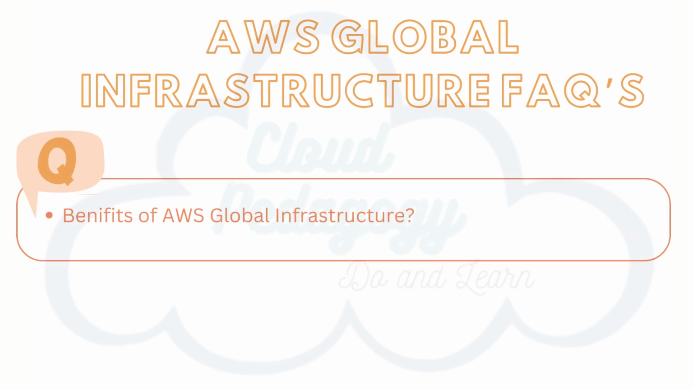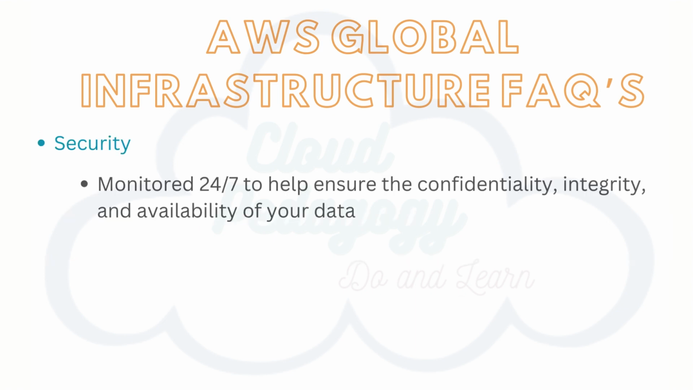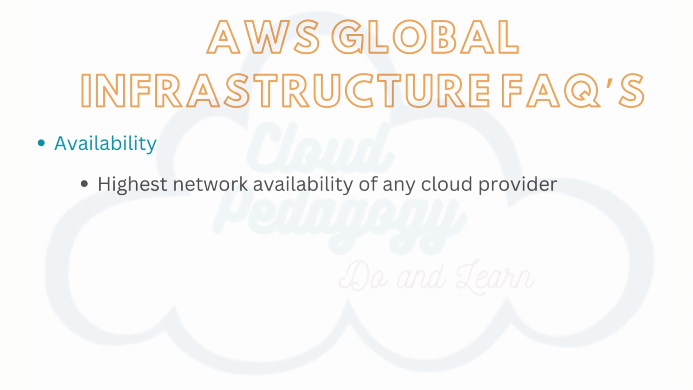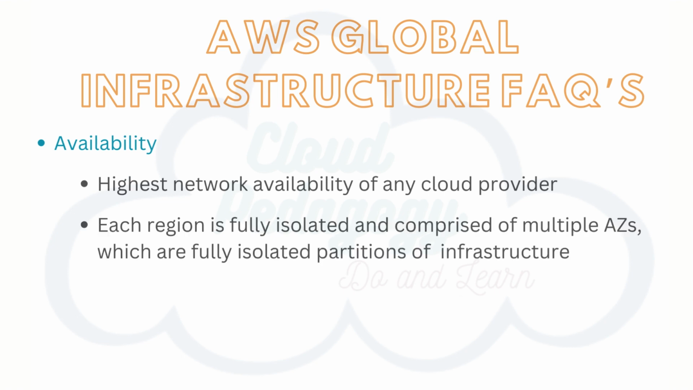So, what are the benefits of AWS global infrastructure? First one is security. Security at AWS starts with AWS core infrastructure, custom built for the cloud and designed to meet the most stringent security requirements in the world. AWS infrastructure is monitored 24/7 to help ensure the confidentiality, integrity, and availability of user data. Next, availability. AWS delivers the highest network availability of any cloud provider. Like each region is fully isolated and comprised of multiple AZs, which are fully isolated partitions of AWS infrastructure.